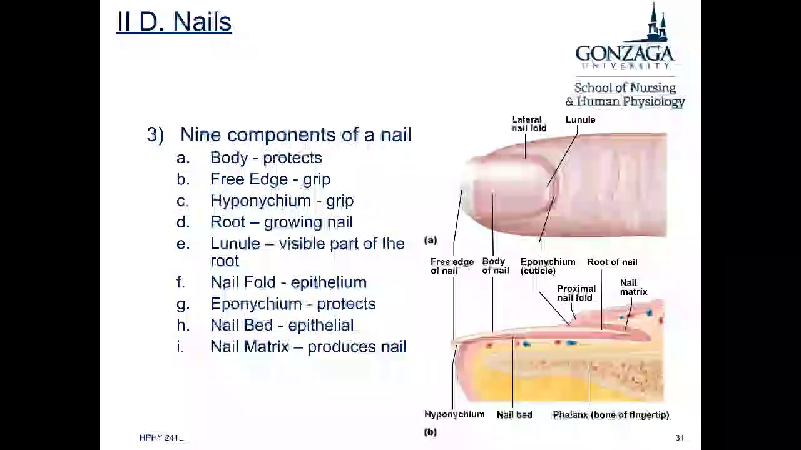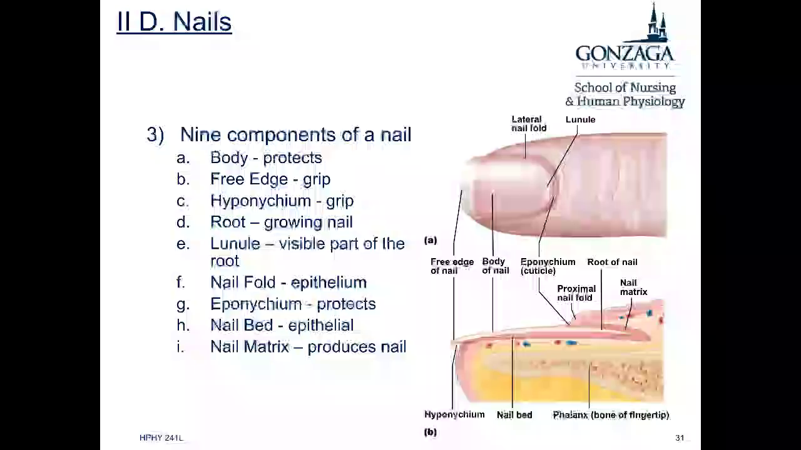So let's go over a few of the basic components of a nail. The body is the largest part of a nail, composed of nail cells that contain mostly keratin, so it's providing that strength and structure, the protection of your fingertips. The end of the body is what's called the free edge. That helps us with grip. Underneath the free edge is this structure called the hyponychium.